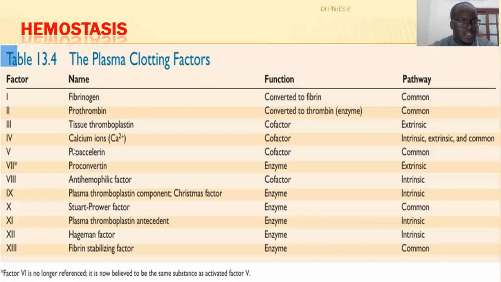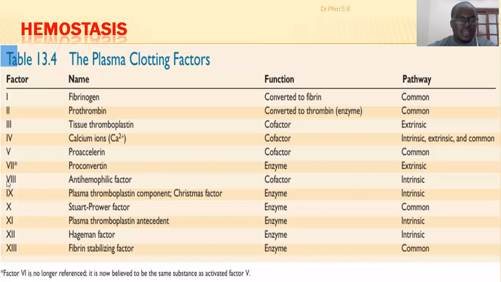Then you also have pro-accelerin protein. This pro-accelerin protein is factor five. Pro-accelerin protein is a cofactor, involved in the common pathway. Then you have pro-convertin. So you can see here from factor five, you're moving to factor seven, there is no factor six. Why? It's because factor six is no longer in reference. It was believed that factor five after activation became factor six. So factor six was removed because it was just the activated form of factor five. So it's the same pro-accelerin protein after activation that would be factor six. So it's no longer there. That's why we have factor seven now. This factor seven is called the pro-convertin. So it's an enzyme involved in the extrinsic pathway.